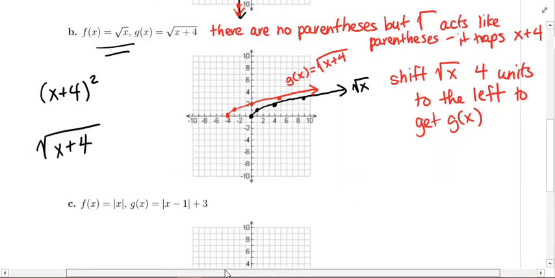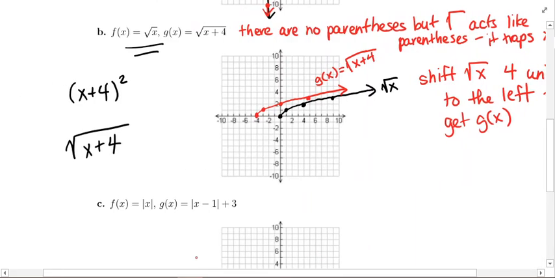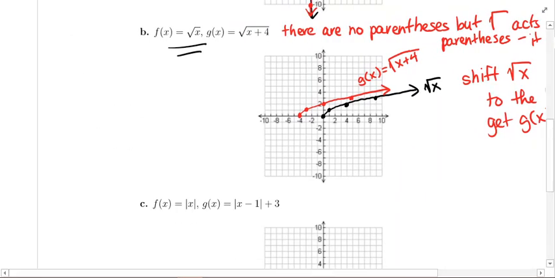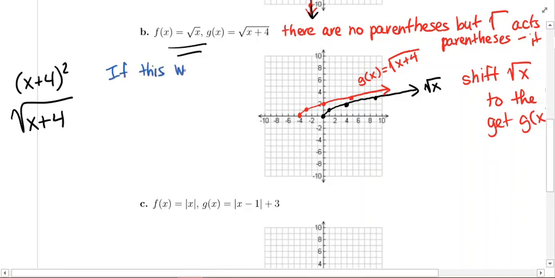Now think about this. What would the equation have looked like if this were instead a vertical shift? Here we go. This is what it would look like. Let me rewrite that. Basically, I had this over here because I was just trying to show you that parentheses and square root both trap, they act alike. If this were a vertical shift, this is what the equation would look like.